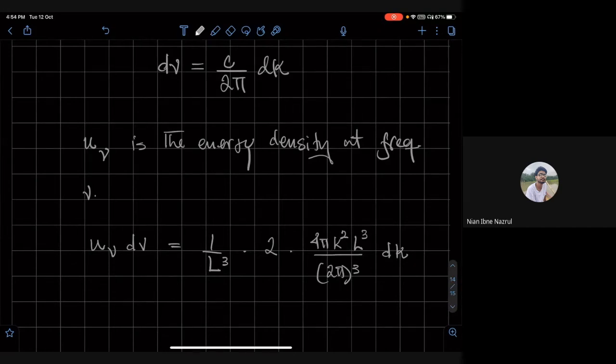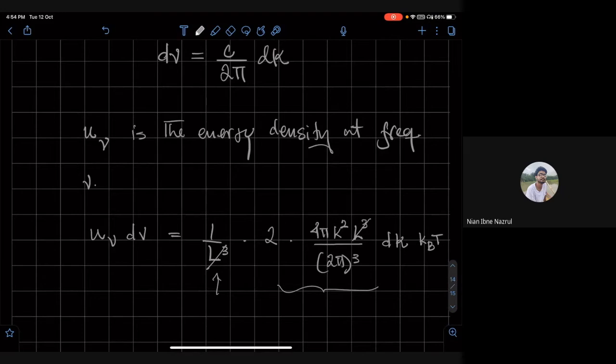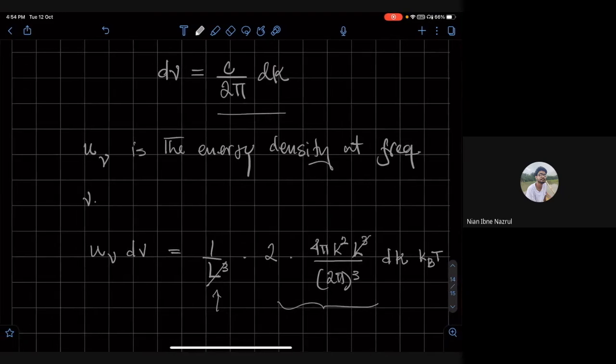Okay, so this counts the volume, and this counts the number of degrees of freedom. And for each degree of freedom, we have to multiply by kBT, right? So if I do this, then L cubed will cancel L cubed. What we also want to do is go from here to d nu, okay?